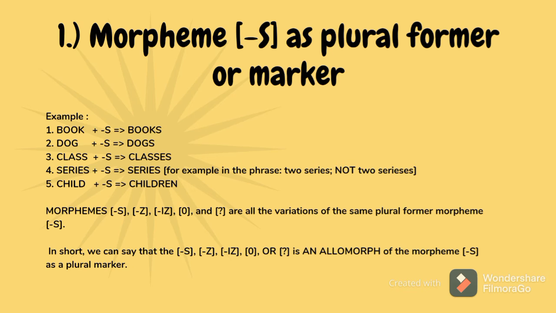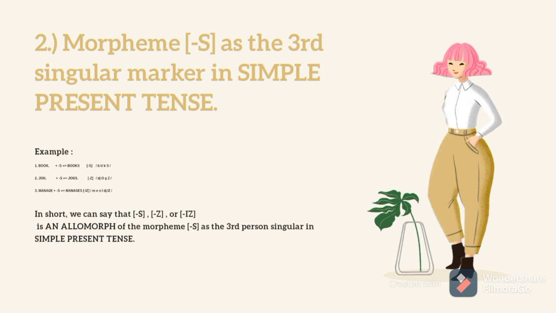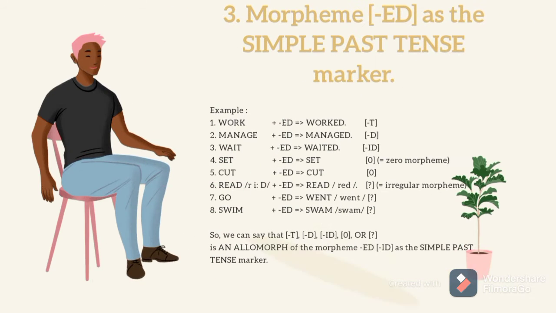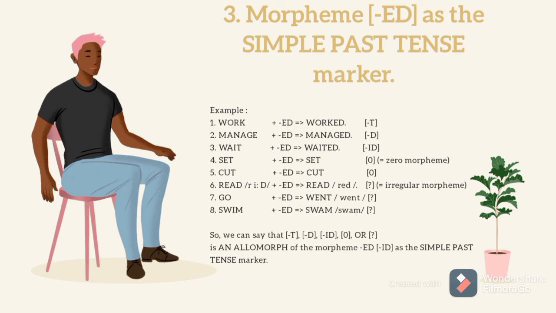And then the morphemes for these symbols are all variants of the same plural morpheme. In short, we can say that this symbol is an allomorph of the morpheme s as a plural marker. Okay, number two, morpheme s as the third person singular marker in simple present tense, and then the last, morpheme ed as the simple past tense marker.